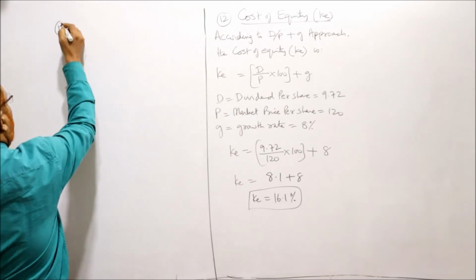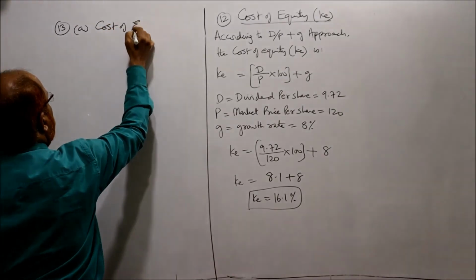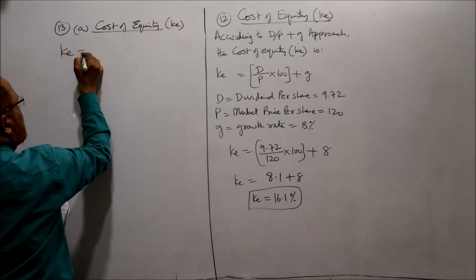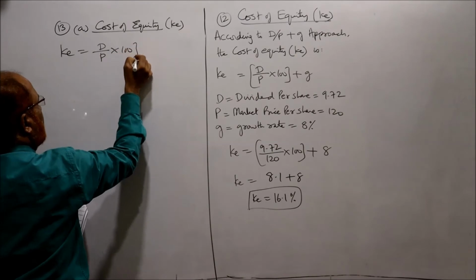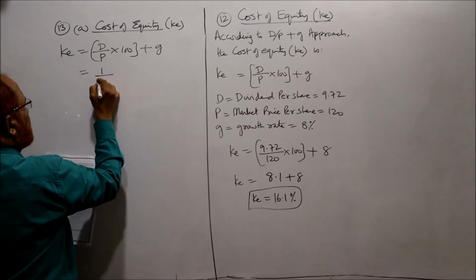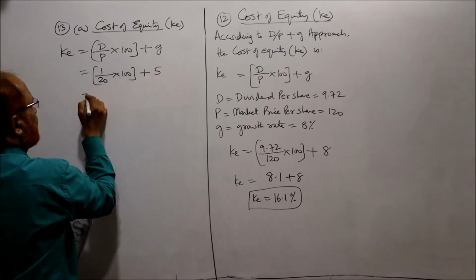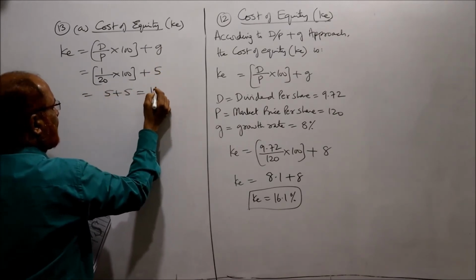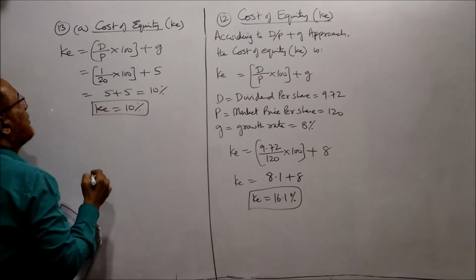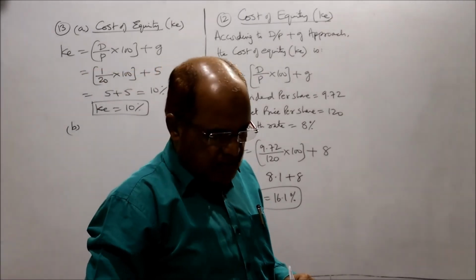13th problem. A bit. K is equal to D by P into 100 plus G. Dividend is given in the problem, 1 rupee. Market price is 20, into 100, plus growth rate is 5%. Cost of capital we got 10%. A bit completed. We have completed the A bit.